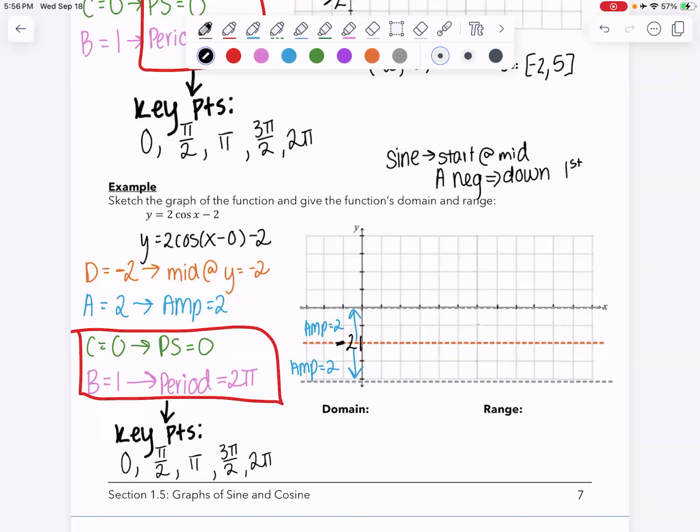So once again, I'm going to come in here. Here's 0. Oops, this is the x-axis. 0, pi over 2, pi, 3 pi over 2, 2 pi. We're looking at cosine, so that means we start at top or bottom. Our A value is positive, which means we start at the top.